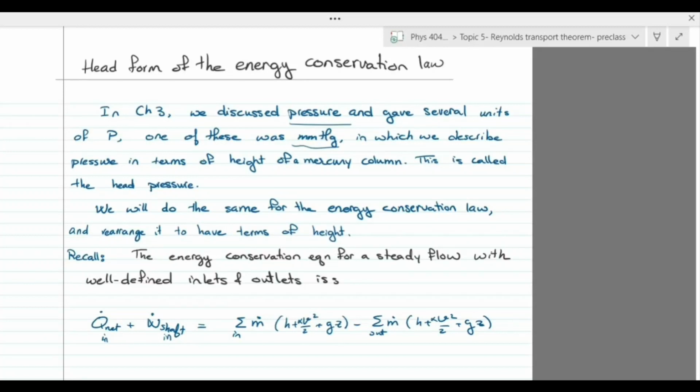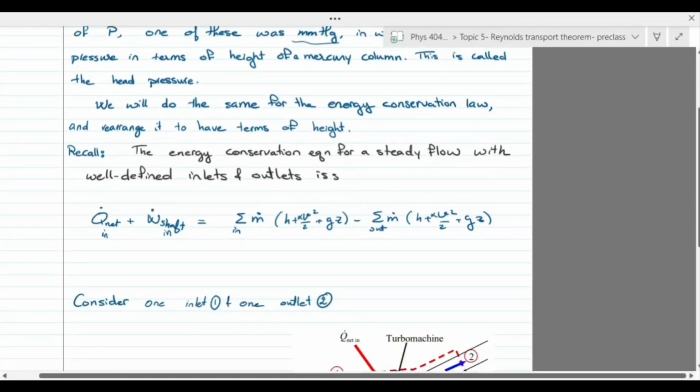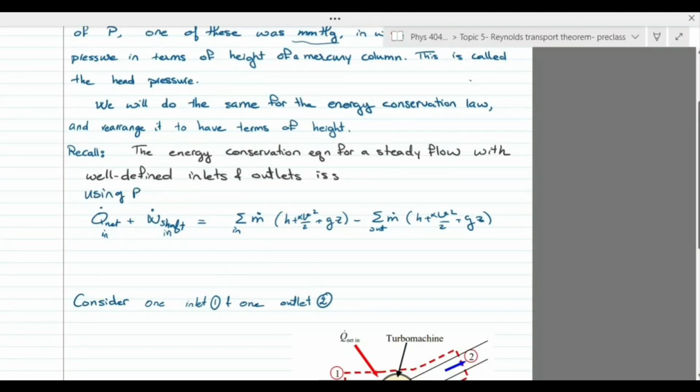We will arrange it to have terms of height, and we'll call it the head form of the energy conservation law. We basically do that in order to obtain the different terms per unit weight rather than the actual energy terms. So if you remember our energy conservation law that we have obtained using Reynolds transport theorem, it had the following form. We have obtained the following equation, and basically we had several terms to consider.